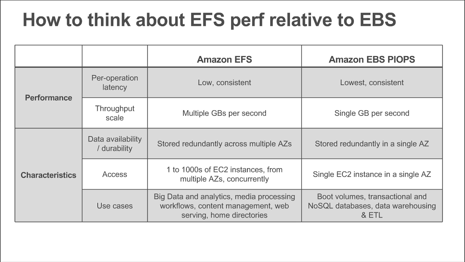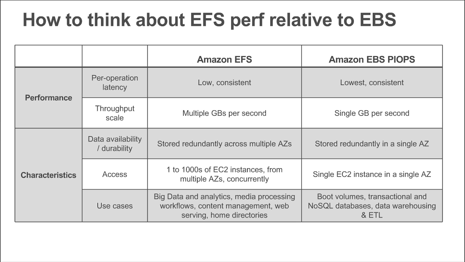But if you're looking for throughput and throughput scale, EFS allows you to drive multiple gigabytes per second of throughput compared to around a single gigabyte for EBS. From an availability and durability perspective, EFS stores data redundantly across multiple AZs. EBS stores it in a single AZ. For access, you can access EFS from up to thousands of EC2 instances concurrently, and EBS is designed for a single EC2 instance in a single AZ.